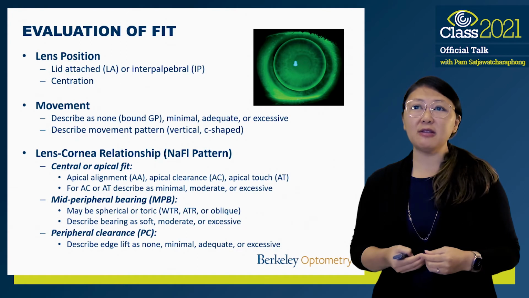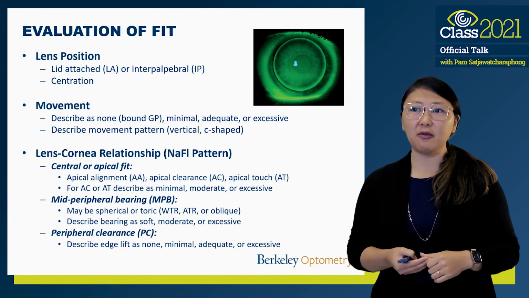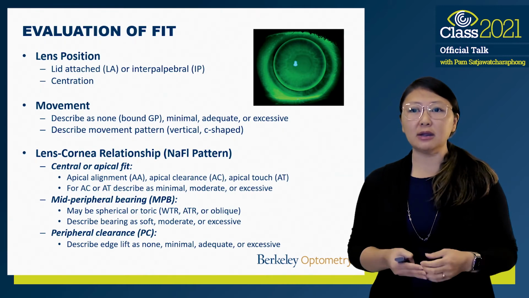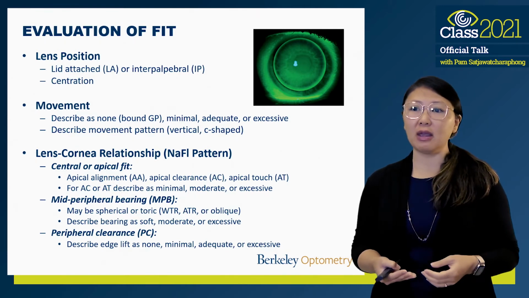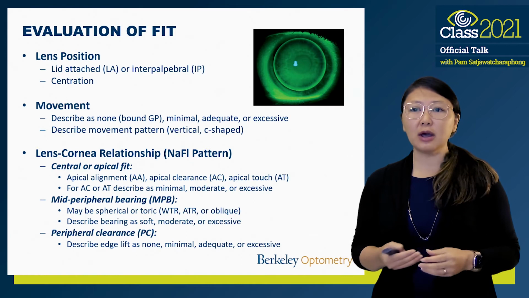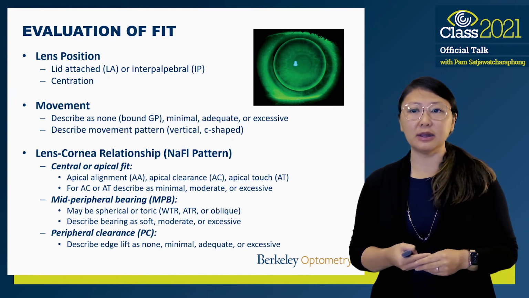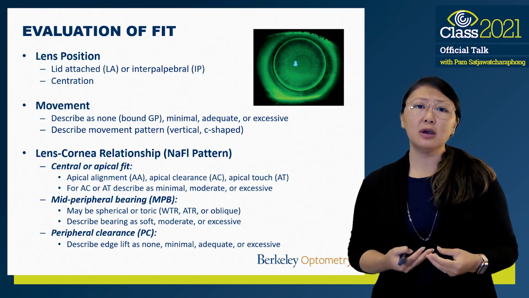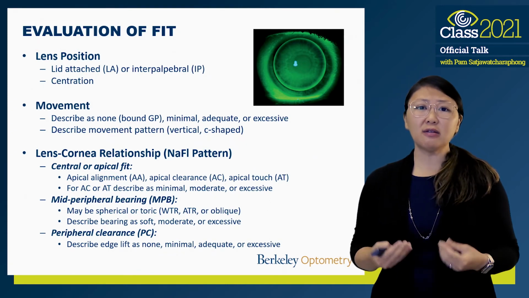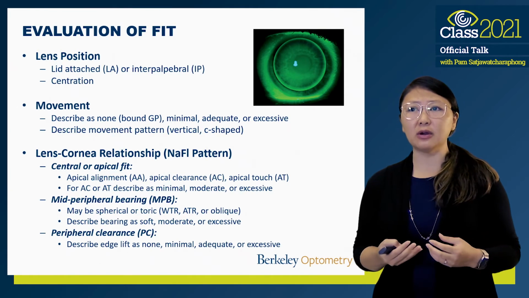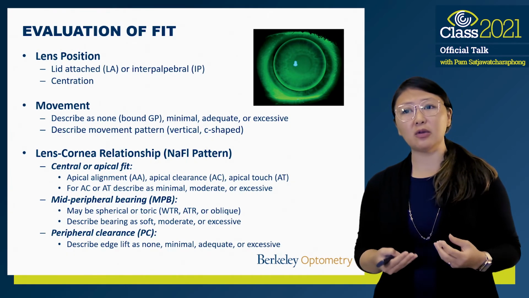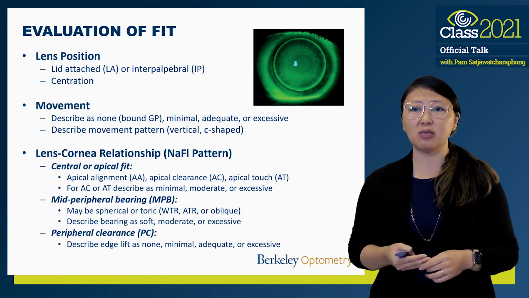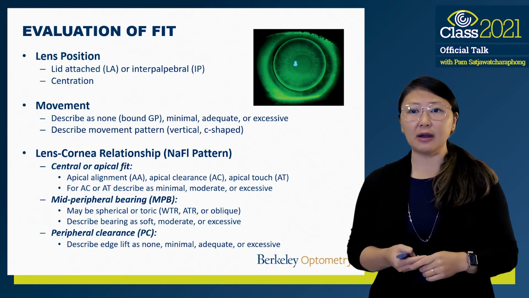This bearing pattern may be spherical. As you can see in this top photo, that mid-peripheral bearing pattern is more spherical. Or it may be toric, which you might describe as with the rule, against the rule, or oblique. I'll show you a couple examples of toric corneas a little bit later. You may also want to describe the bearing as soft, moderate, or excessive. Usually soft bearing is going to have feathery borders, not be so dark and not be so wide, versus excessive bearing, you will see a very harsh distinction between the pooling pattern and the bearing pattern.